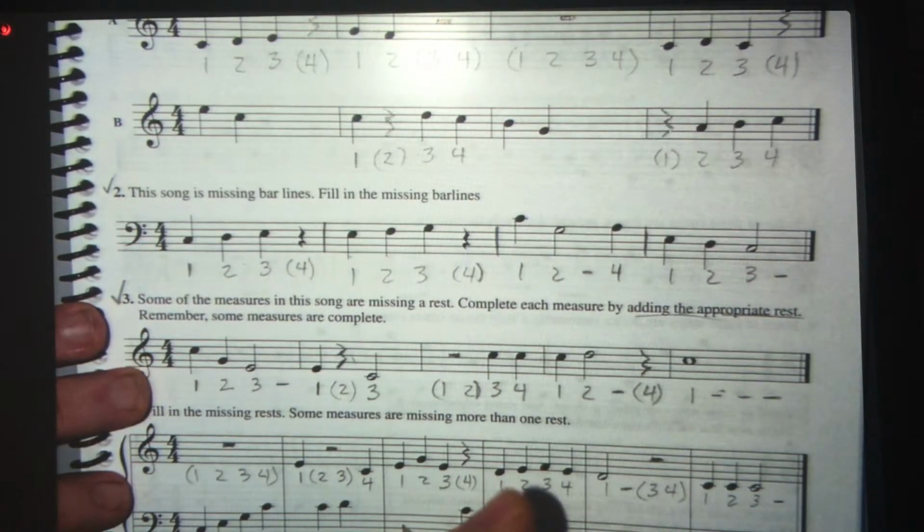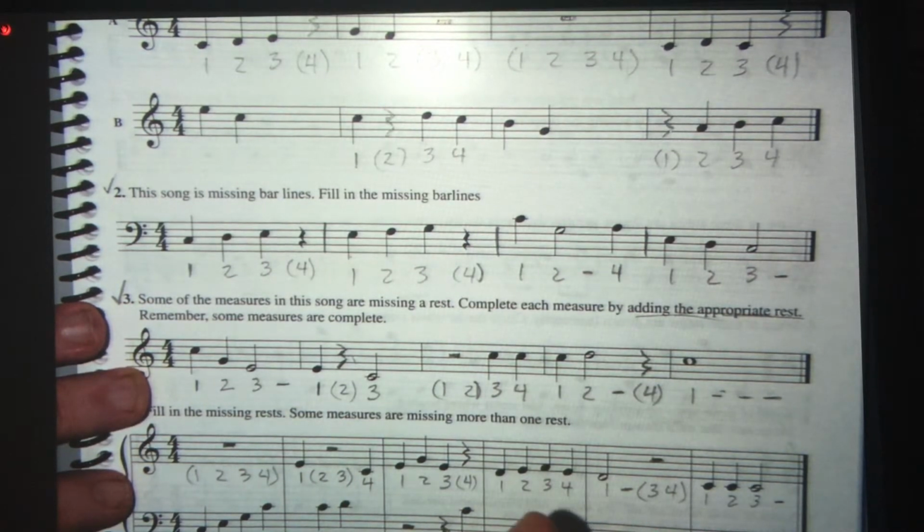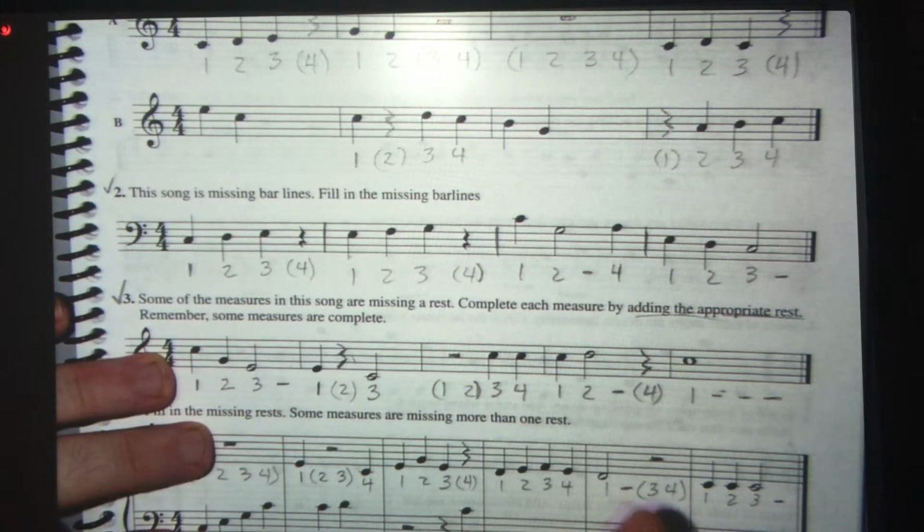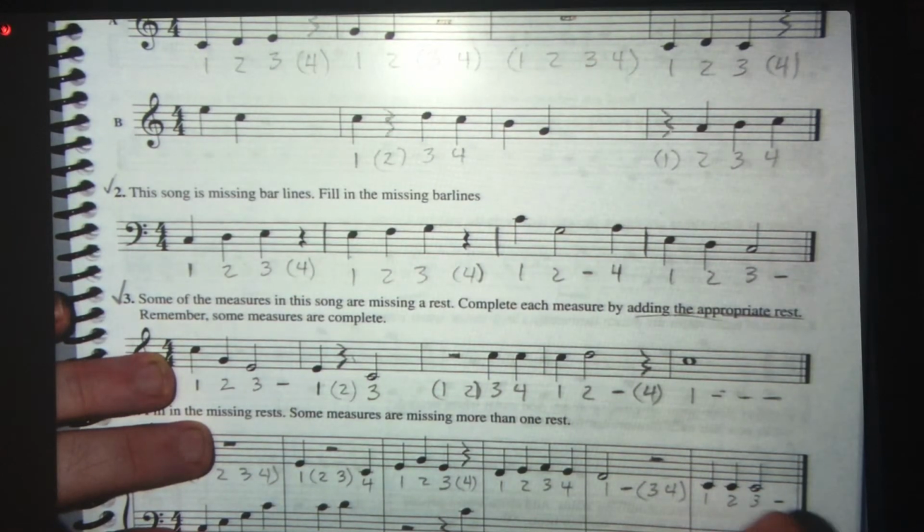We're going to draw a half rest, which would get our 2 beats, and then we need our quarter rest. And that is very easy on the eyes. And that's why we draw it that way. Next measure is very easy. You can figure this one out. 4 beats of silence. Next measure, same thing.